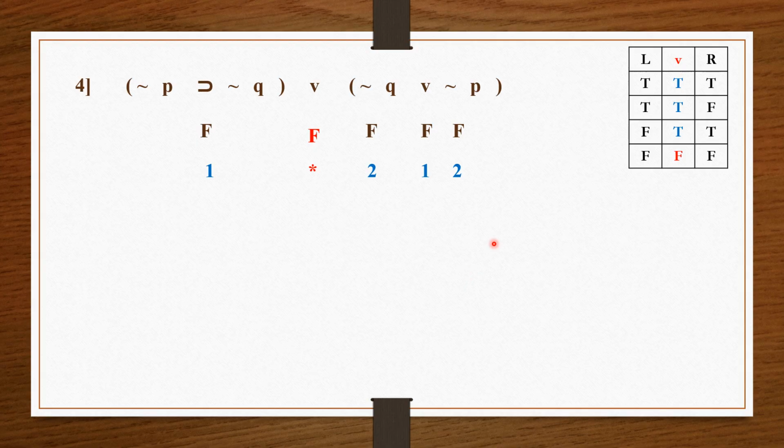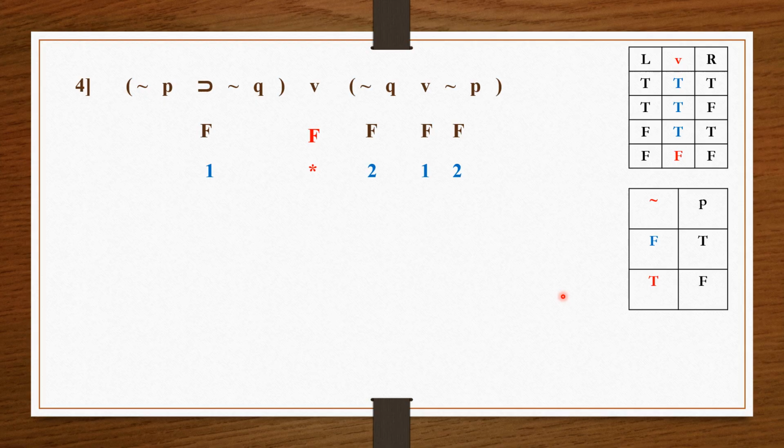When the negation of P is false, then what will be P? Negation of P is false and P will be true. So we'll write true.